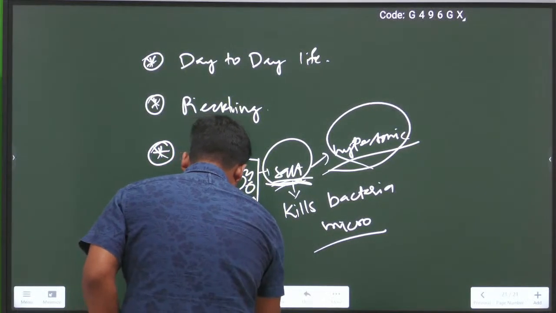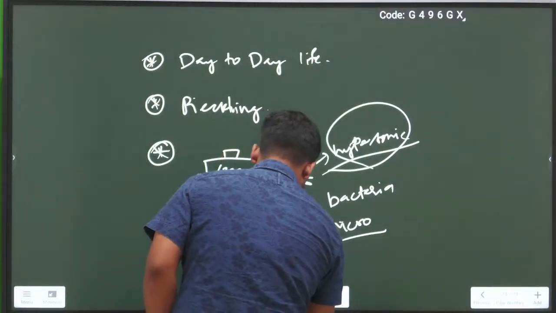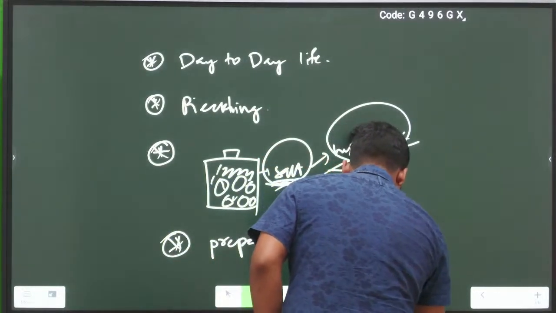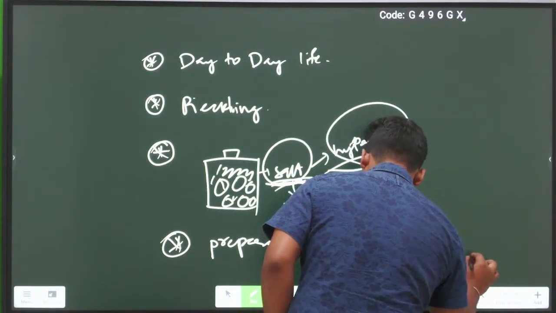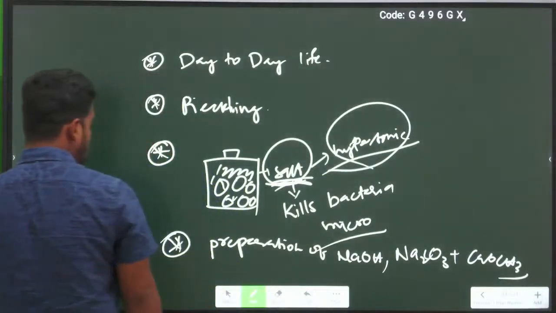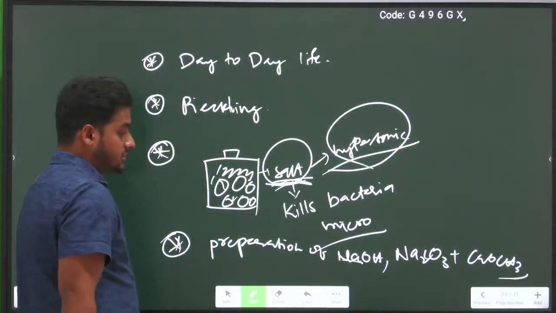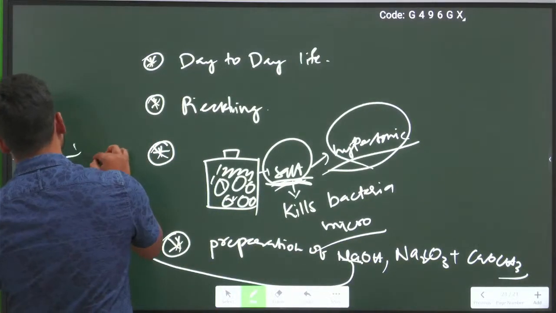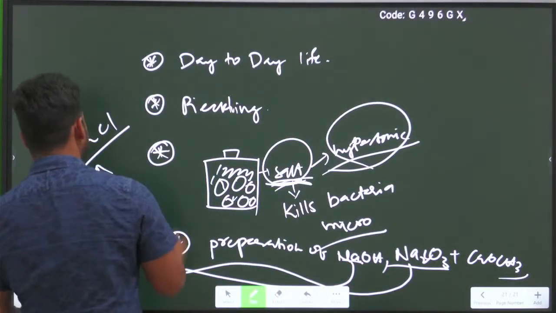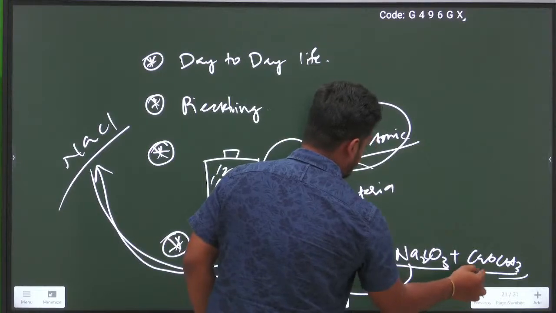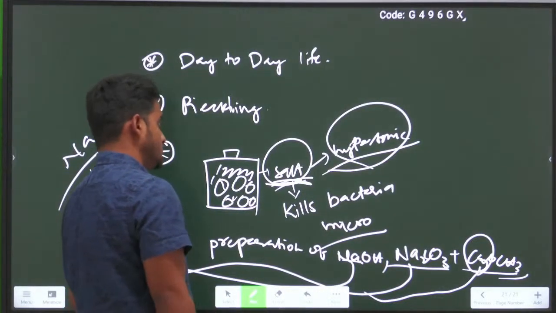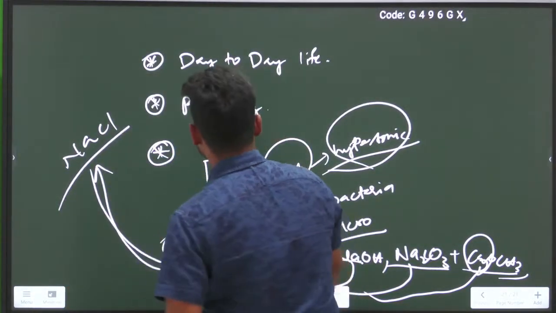Then next, after pickling and day-to-day life, it is used for the preparation of NaOH and many compounds like Na2CO3 and so on. These salts are used to prepare NaOH, because Na is present. That Na we are getting from NaCl only. In Na2CO3, this Na we are getting from NaCl only. CaCO3, this Ca is also from a salt, CaCl2 also. Okay, these are the uses of salts.